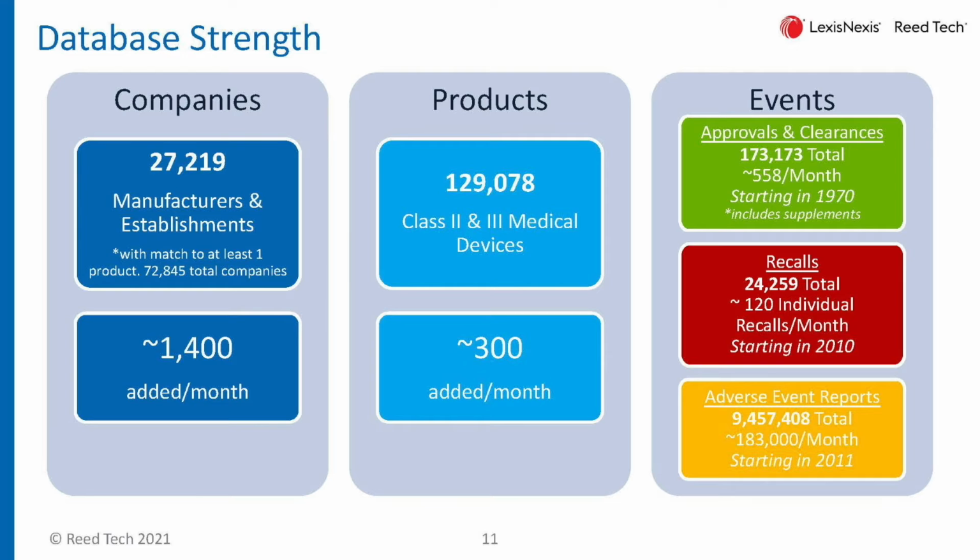And to highlight a few of our event sources, we have over 173,000 approvals and clearances going all the way back to 1970, over 24,000 recalls, with an average of 120 individual recalls being added each month. Finally, we have over 9 million adverse event reports, and that's only since 2011 going forward. So after getting all this together, being happy with the results of the database, we're finally able to have a source to start using, referring to some of this trending and benchmarking that we mentioned.